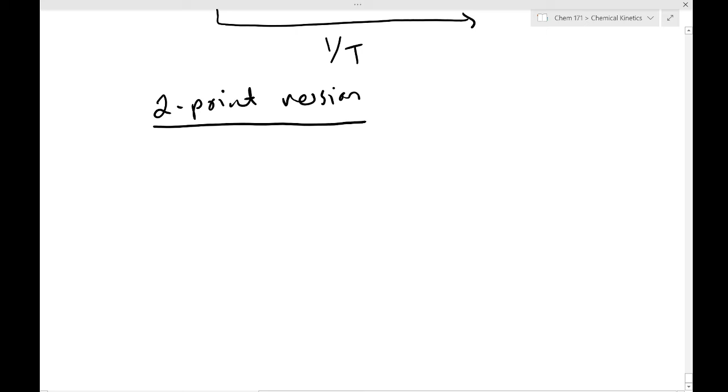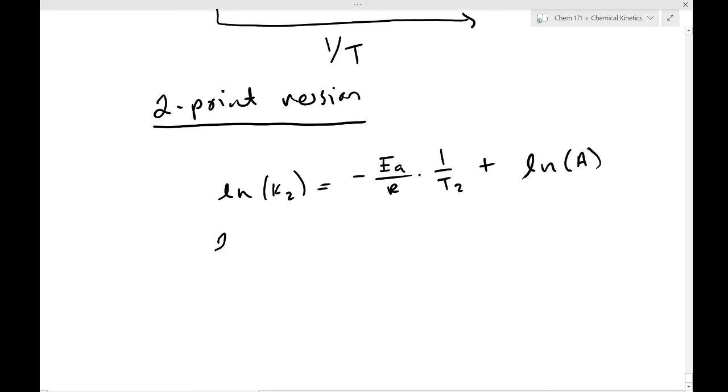Okay. If we have two different points, so let's say natural log of K2 is equal to negative EA over R times 1 over T2 plus the natural log of A. And we have a second point, K1, we'll call it, is equal to negative EA over R times 1 over T1 plus the natural log of A.